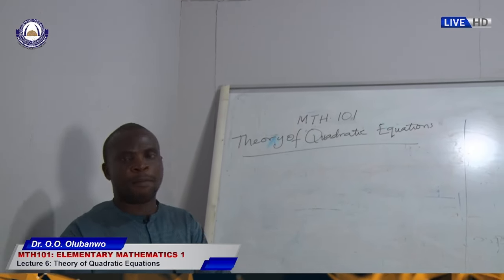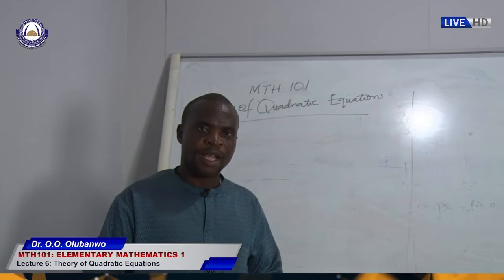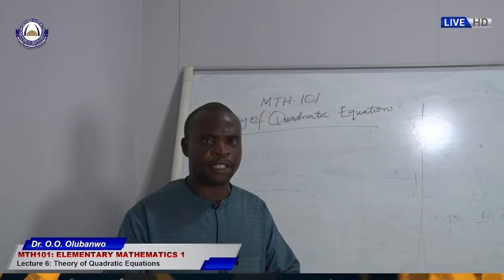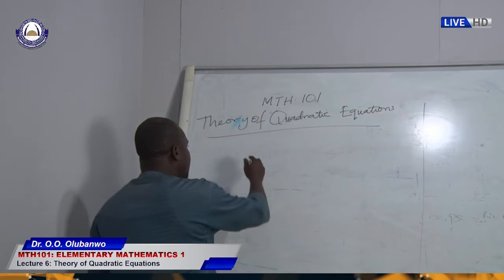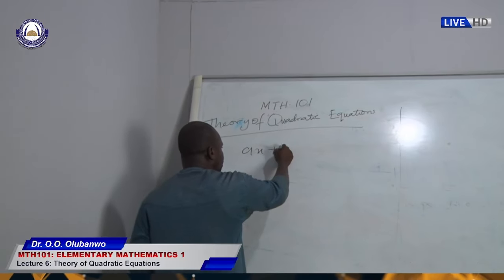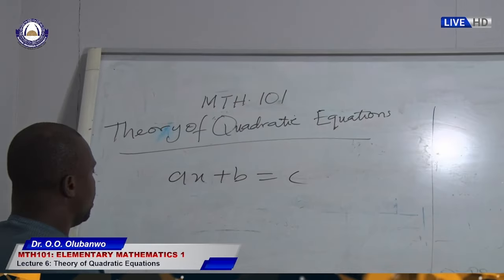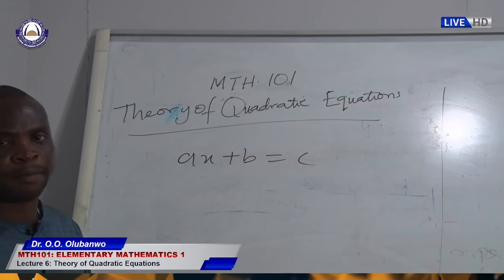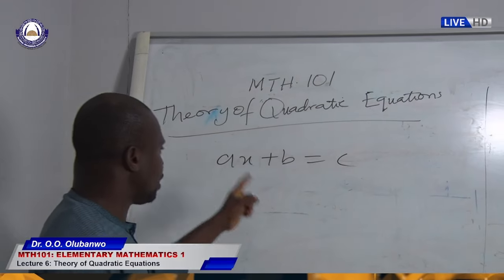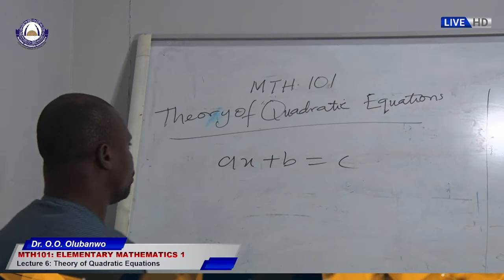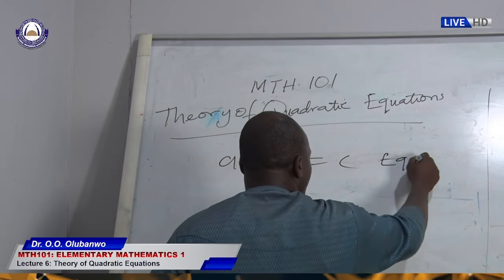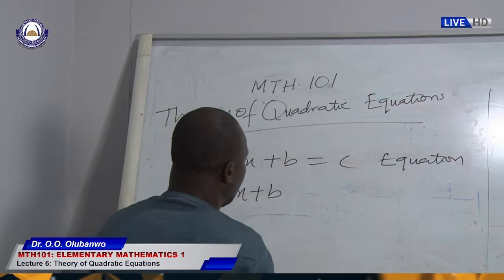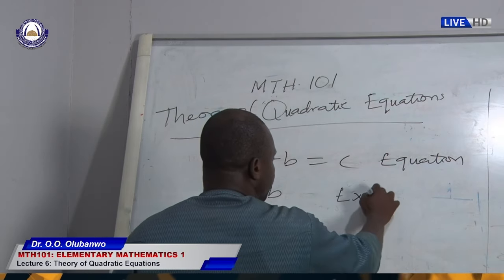Now, in the mathematical world, when we say an equation, it simply means a mathematical statement that involves an equality sign. Let's say, for example, we have a plus b equals c. If this equality sign is missing, this is just a mathematical expression. But depending on this equality sign, it makes this an equation. This is an equation, while ax plus b is just a mathematical expression.